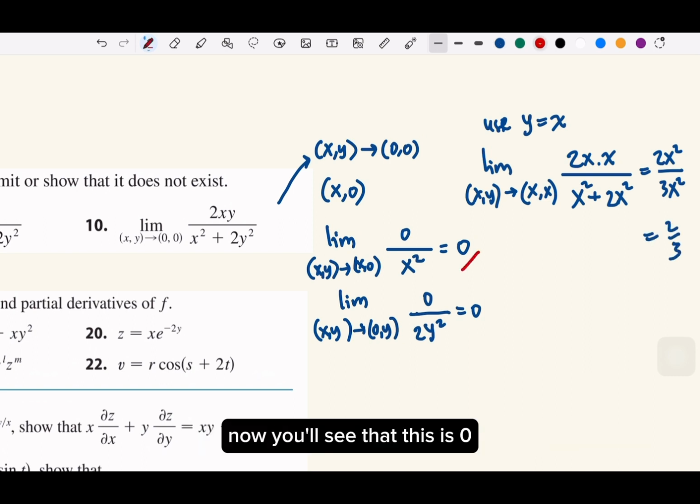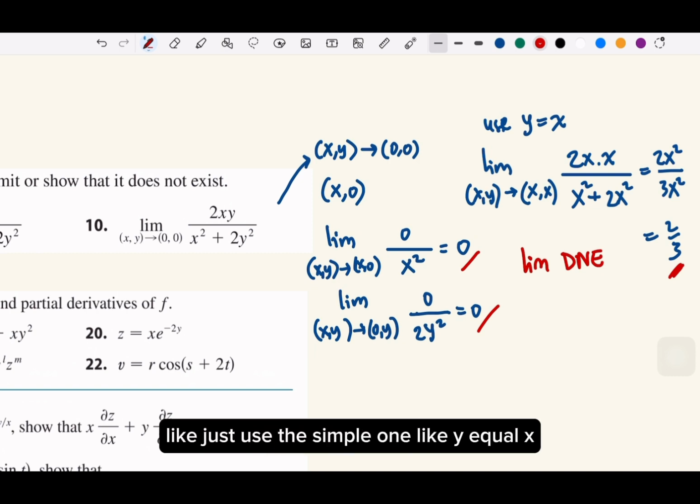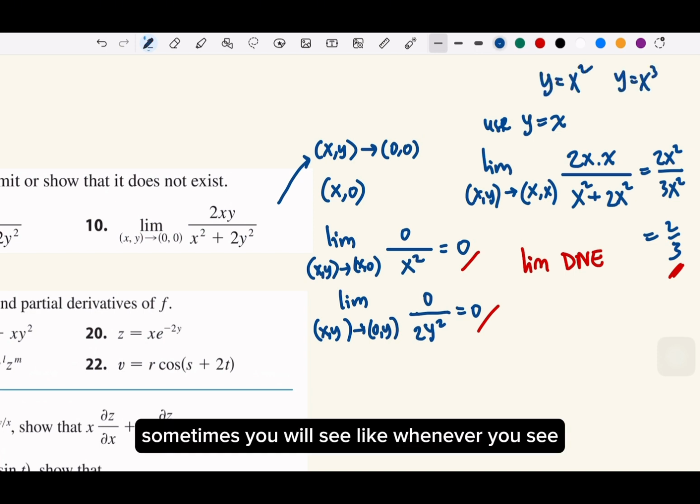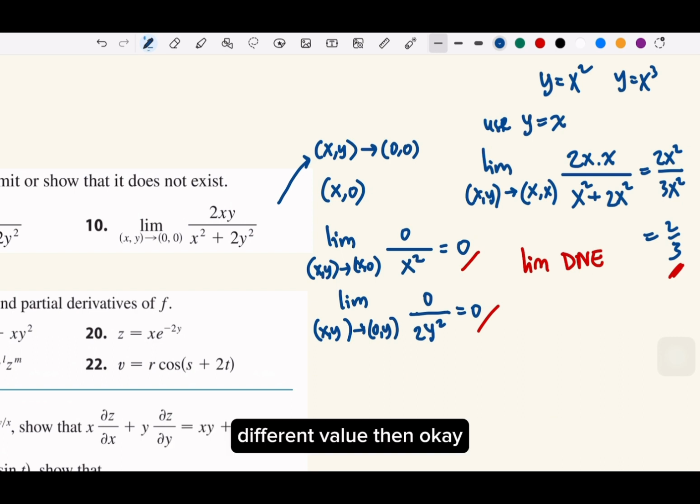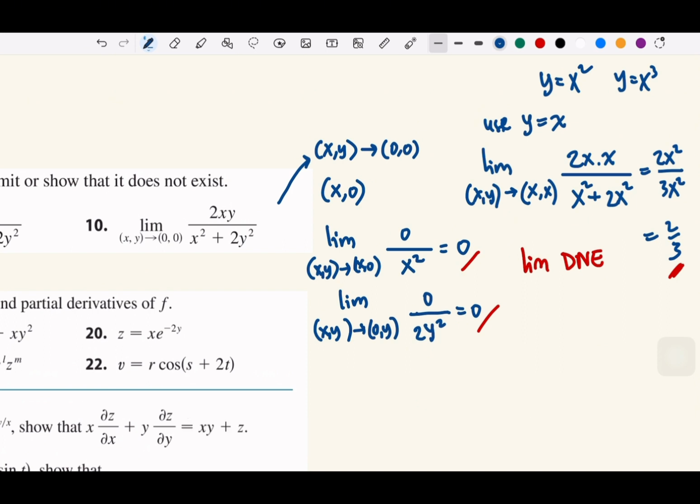Now you'll see that this is 0, and it seems like a different value. So when you see a different value, then we can say the limit does not exist. And you can use many functions, like just use the simple ones like y equal x, or y equal x squared, or maybe y equal x cubed. Whenever you see a different value, we are going to make the conclusion that this limit does not exist.